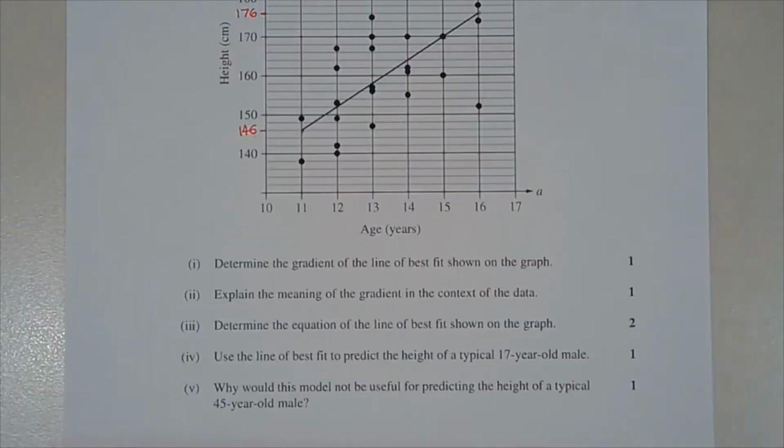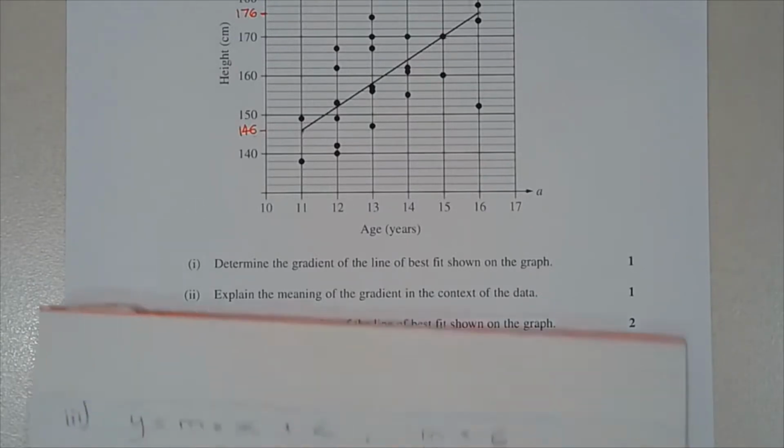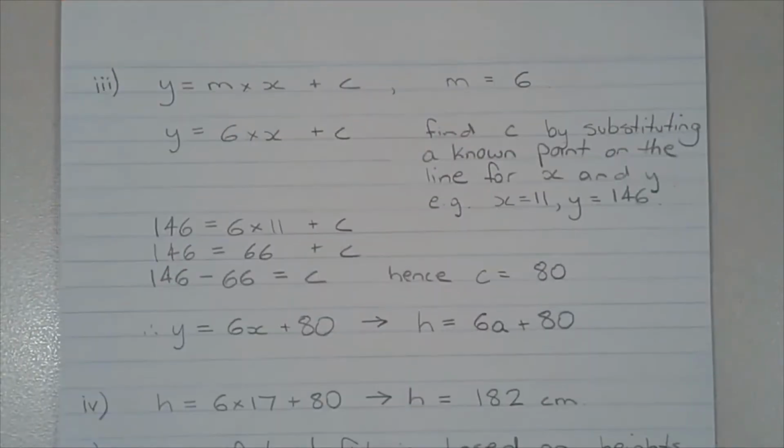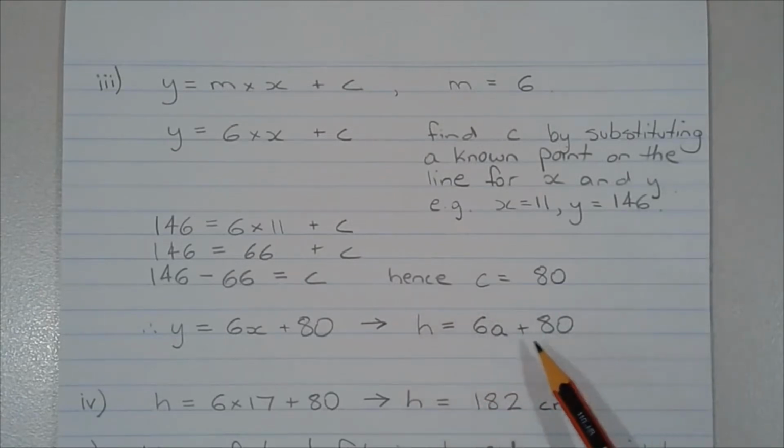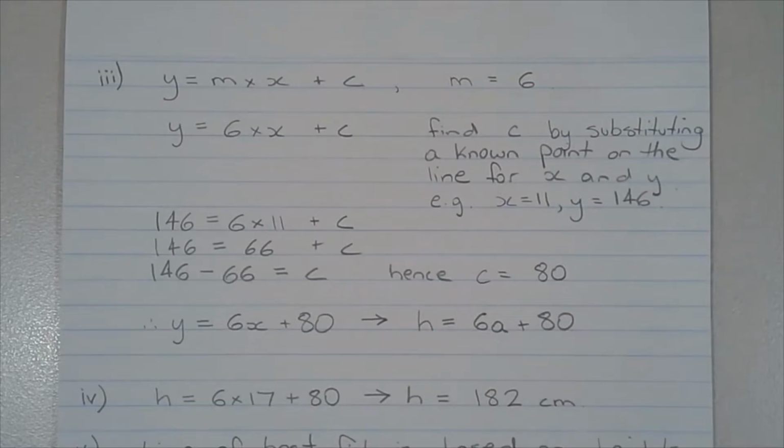Part 4. Use the line of best fit to predict the height of a typical 17-year-old male. So we're going to use the equation that we found in part 3. H equals 6a plus 80. A represents the age of the male at 17 years of age. So we're going to substitute 17 for A. So H equals 6 multiplied by 17 plus 80. And of course, evaluating that, we get H equals 182 centimeters.